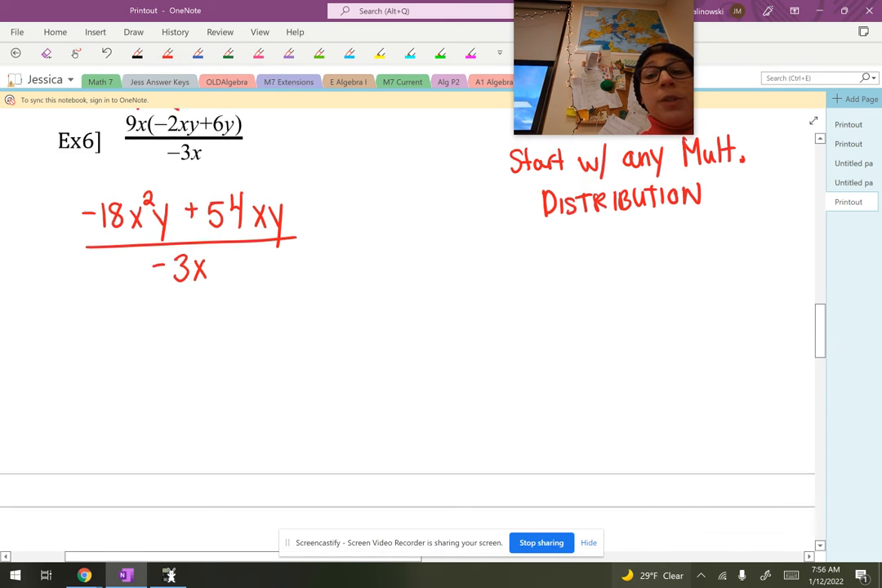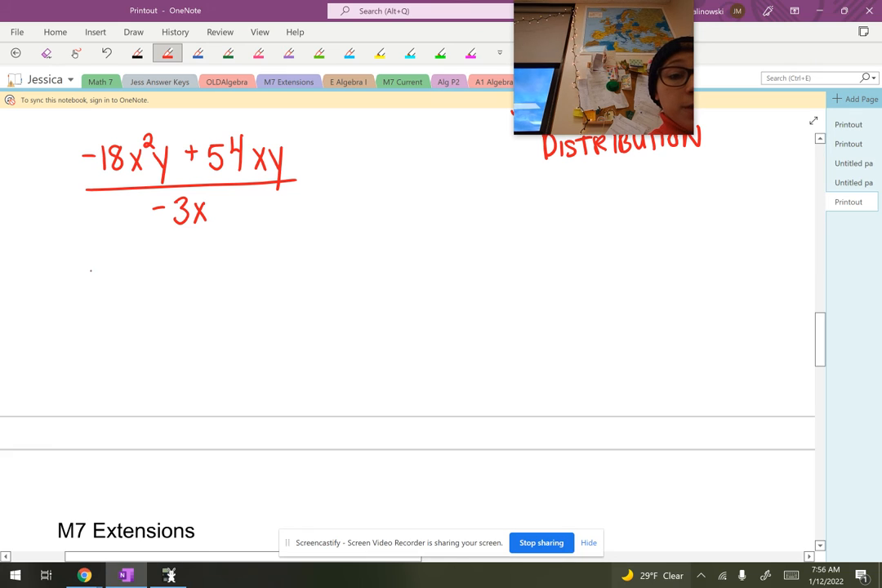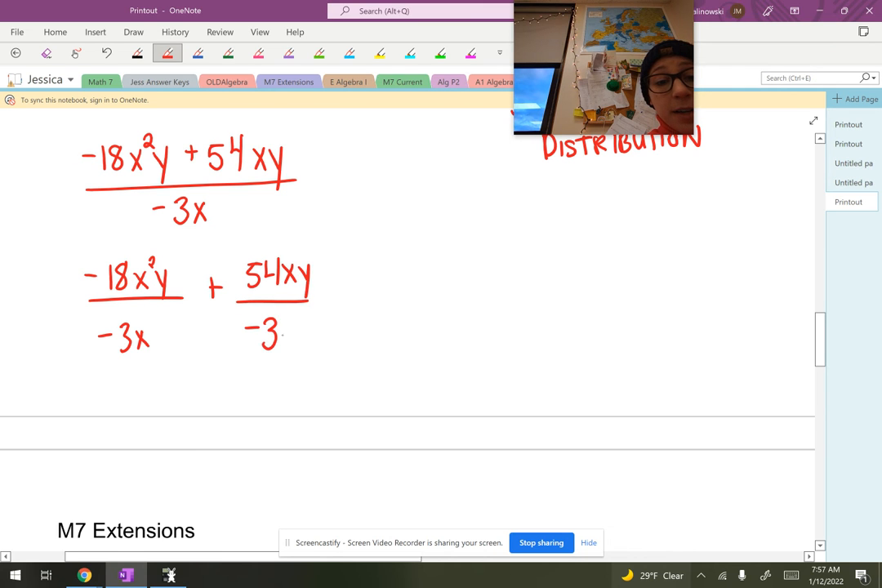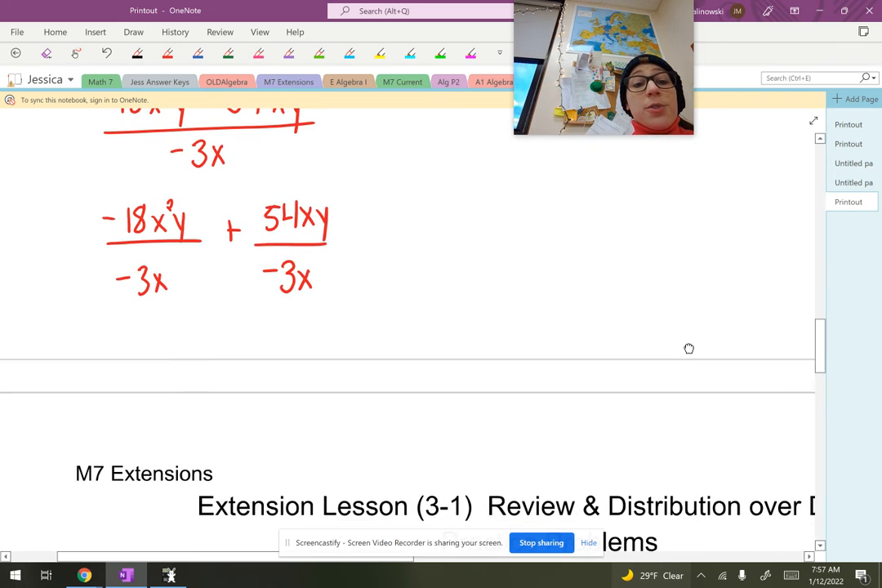Okay, so now we need to move on to the division distribution. And just like we did in those previous examples, I'm going to start off by expanding everything on the top. Actually, let's take it one piece at a time. Let's turn this into 2 separate fractions first. Each of those pieces need to get divided by that negative 3x. And then I can go ahead and do some canceling.